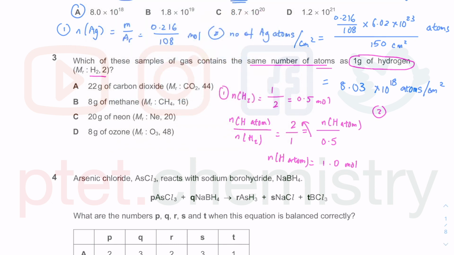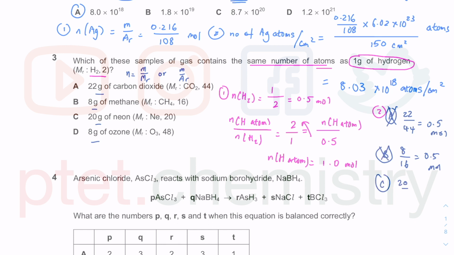So if we have option A, we have 22 gram of carbon dioxide. All of these are masses. The key thing really here is n over Mr or mass over Ar, whichever one it is. For option A, 22 over 44. We already found out the mole of hydrogen atoms in this hydrogen molecule. So we're looking for an answer that will give us not 0.5, but 1.0 mole. So they give me 0.5 mole. That's how I know A cannot be the answer. How about B? 8 over 16 again, so 0.5 mole. So that cannot be the answer.